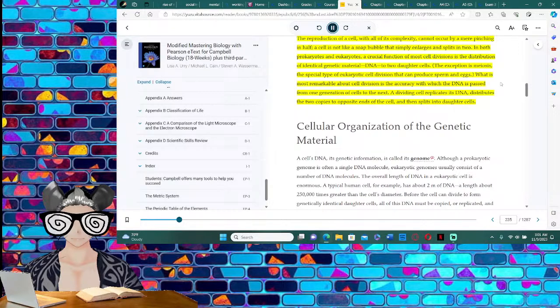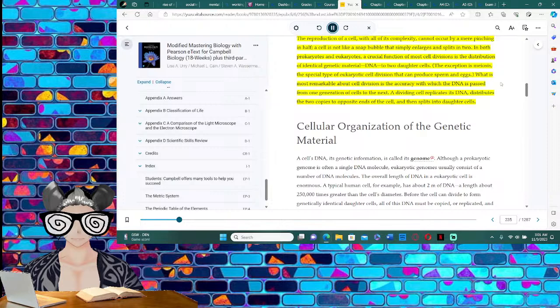The reproduction of a cell, with all of its complexity, cannot occur by a mere pinching in half. A cell is not like a soap bubble that simply enlarges and splits in two. In both prokaryotes and eukaryotes, a crucial function of most cell divisions is the distribution of identical genetic material, DNA, to two daughter cells. The exception is meiosis, the special type of eukaryotic cell division that can produce sperm and eggs. What is most remarkable about cell division is the accuracy with which the DNA is passed from one generation of cells to the next.